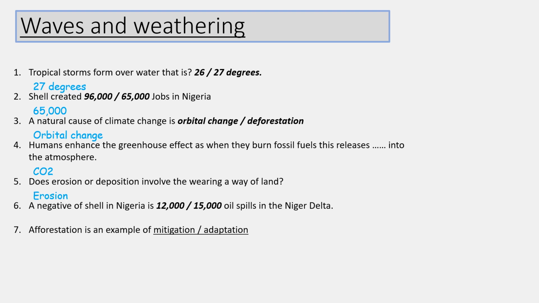Erosion involves the wearing away of the land. A negative of Shell is the 12,000 oil spills in the Niger Delta. And afforestation, so planting trees, is an example of mitigation strategies.